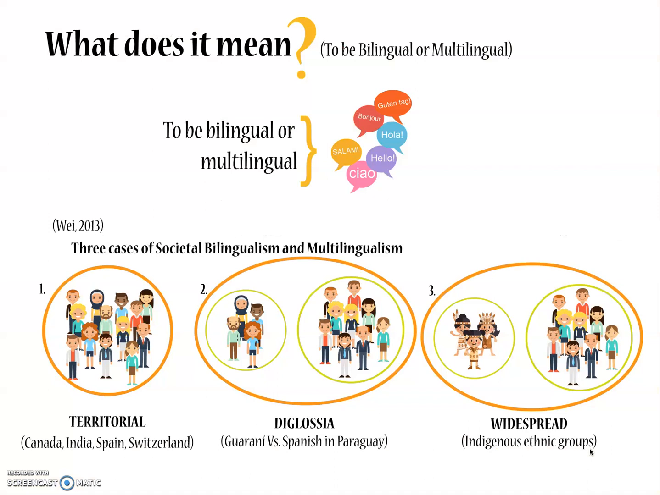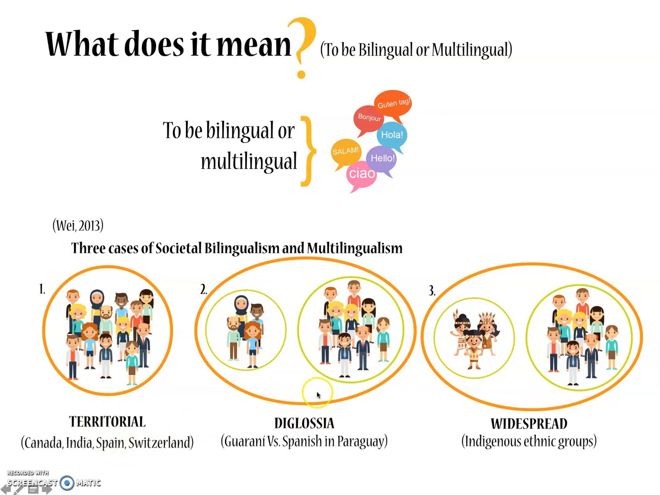But what does it mean to be bilingual or multilingual? It is the result of languages in contact: people using different languages that establish contact with one another. Way mentions three cases of societal bilingualism and multilingualism. The territorial, where people are in the same politically and geographically defined territories, and languages are protected by legislation. Examples of this are Canada, India, Spain, and Switzerland.